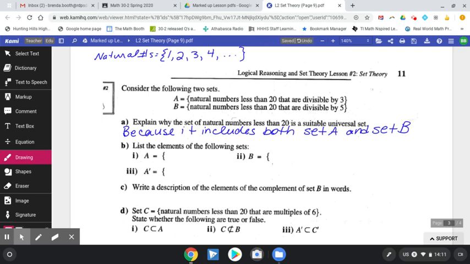List the elements of the following sets. So set A, natural numbers less than 20 divisible by 3, so that's 3, 6, 9, 12, 15, 18. And B, natural numbers less than 20 that are divisible by 5, would be 5, 10, and 15.